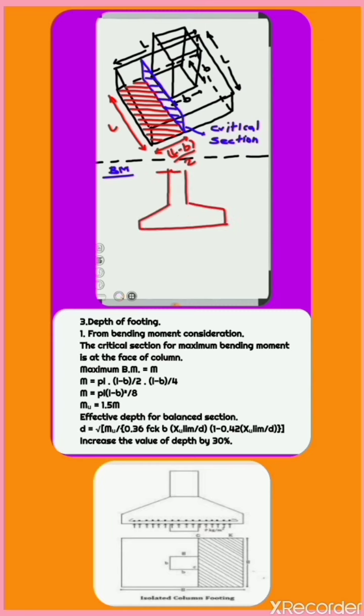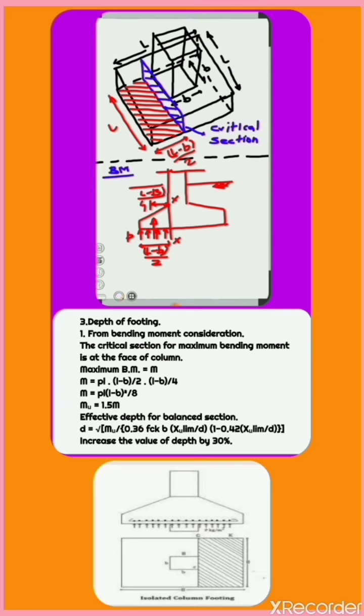M equals P into L into (L minus B) by 2 into (L minus B) by 4. M equals P into L into (L minus B) whole squared by 8. Factored bending moment Mu equals 1.5 times M.